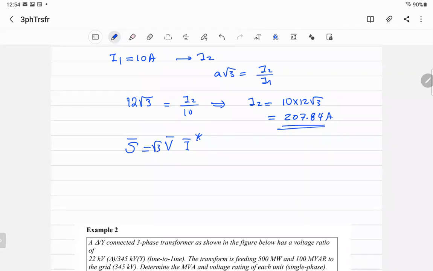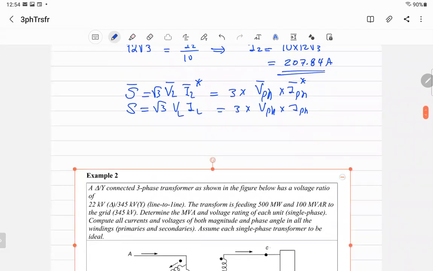But if you're only interested in magnitude, that's enough. But you have to remember, I'm talking about line. If you talk about phase... magnitude only, you don't use the vector. So I'm going to use the easy way.